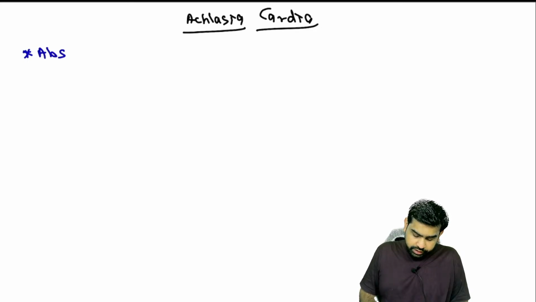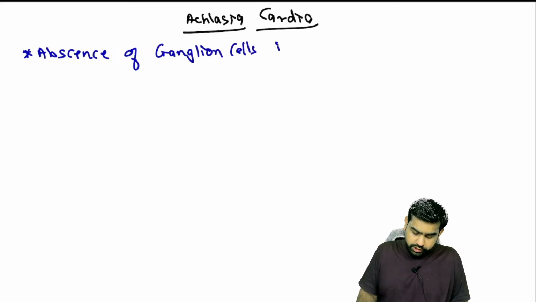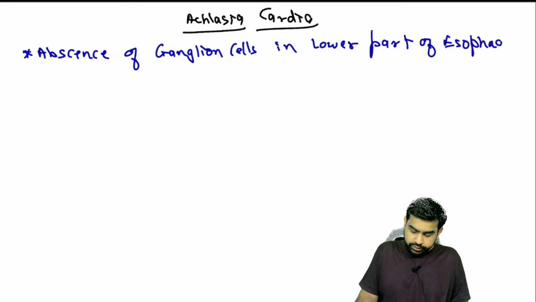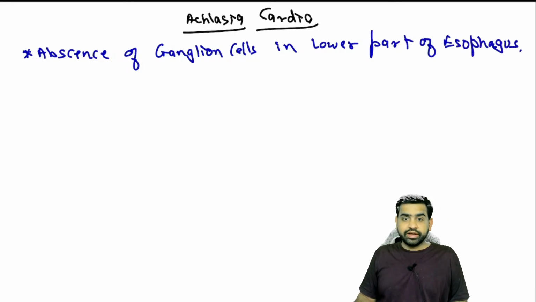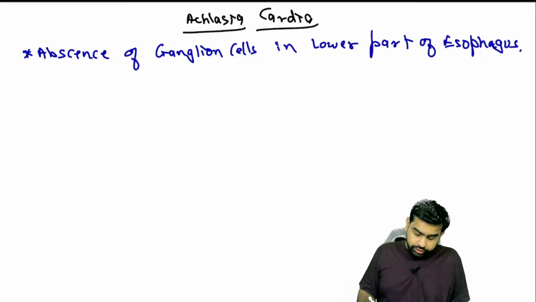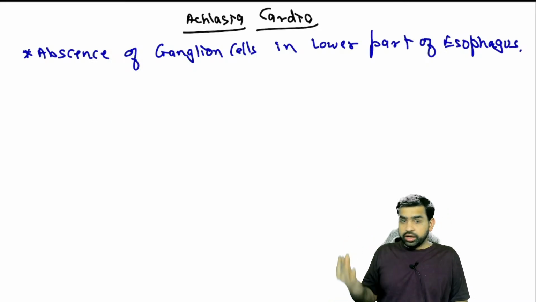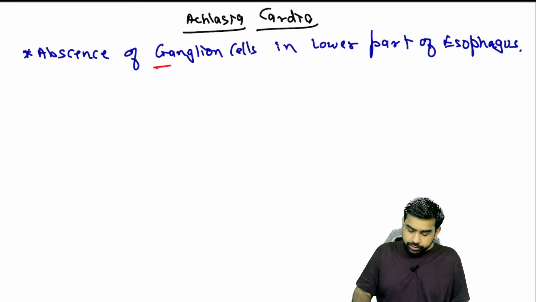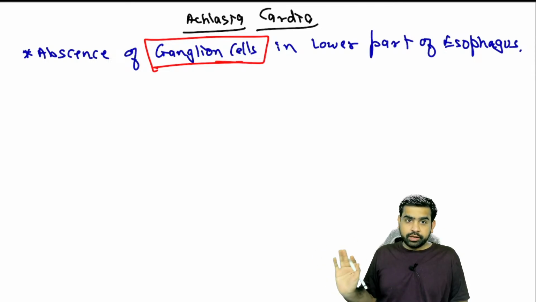There is an absence of the ganglion cells in the lower part of the esophagus. Either they can be congenitally absent or they can be acquired. These are the things you need to understand. Acquired is basically because of Chagas disease or trypanosomiasis, which leads to the destruction of these particular ganglion cells. But the thing is that the ganglion cells are absent. That's what you need to understand.